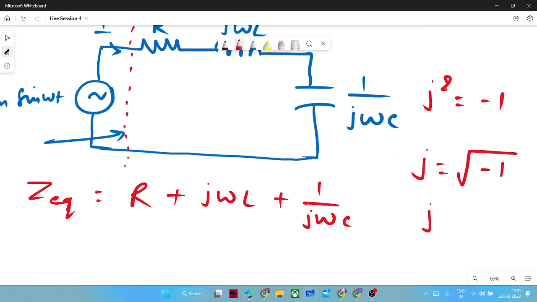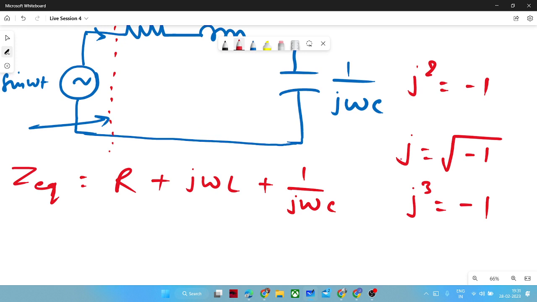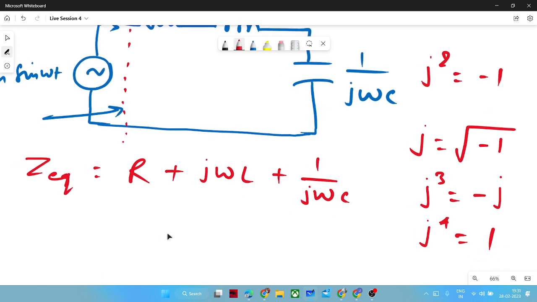And J raised to power 3 is, sorry, J cubed is minus j, right? And j raised to power 4 will be equal to 1, right? J cube you can break into j square into j, and j square will be -1, so -1 into j will be minus j. Similarly, j raised to power 4 will be j square into j square, and -1 into -1 will be 1. So that's the basic property of iota.